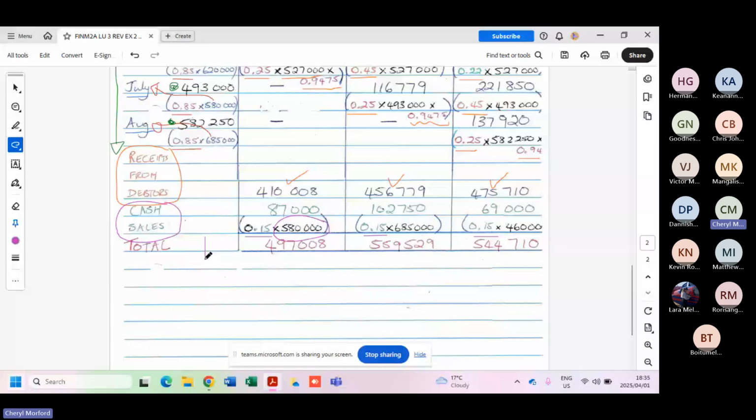Now we've got it. Last line down the bottom here, total. All I'm going to do, month by month, I'm going to add receipts from debtors and cash sales together, and that's going to give me the total. And there we have it. This is how you do a question where we're looking at receipts from sales.